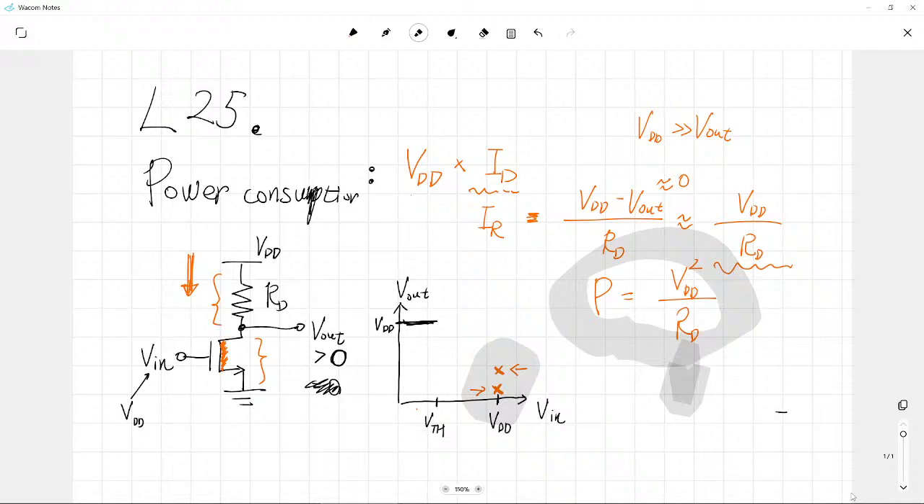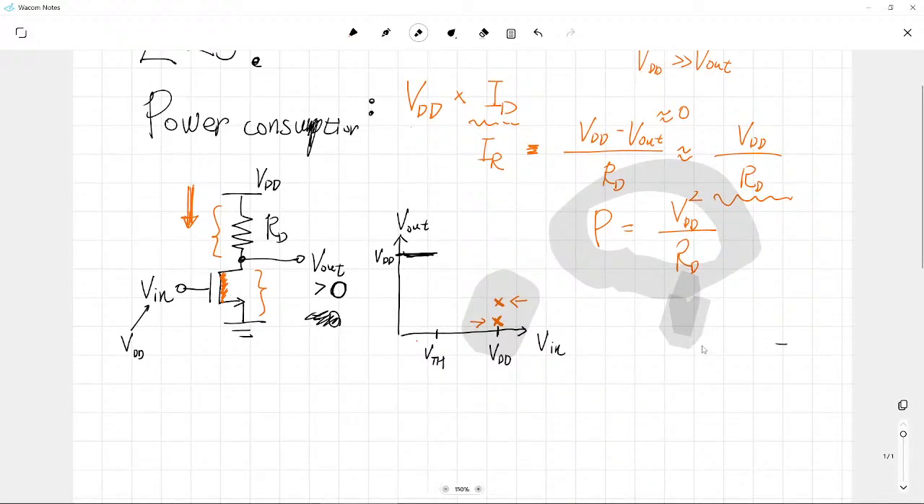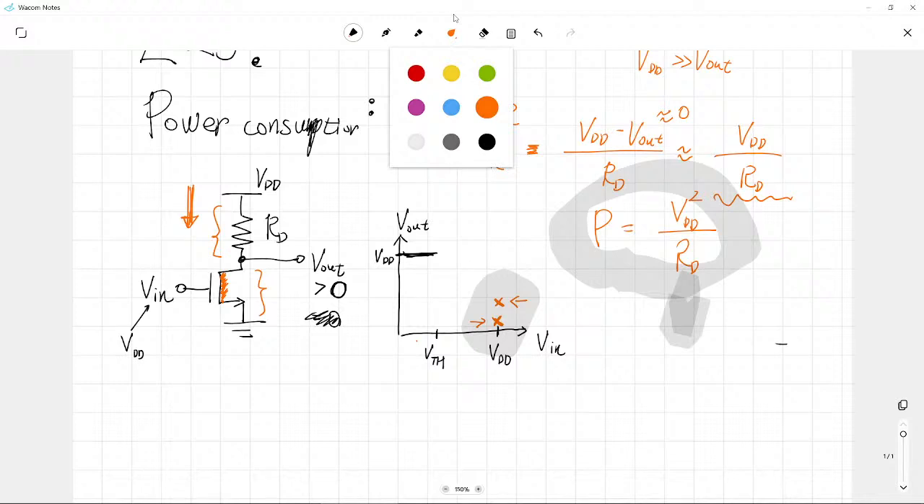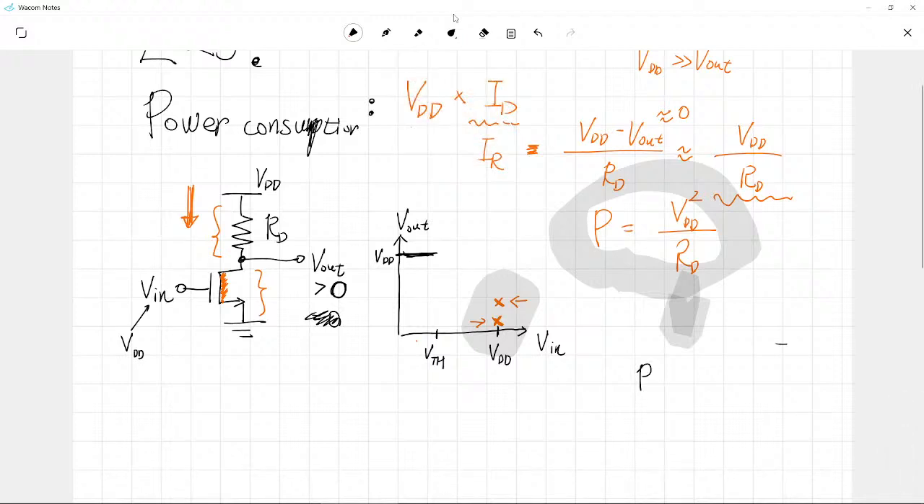That's it. Let's make a really simple estimation about the power dissipated by this one. For example, let's say RD is 10 kilo ohm. We have used these values quite many times. And in order to keep everything simple, let's say the VDD just happens to be 1 volt.